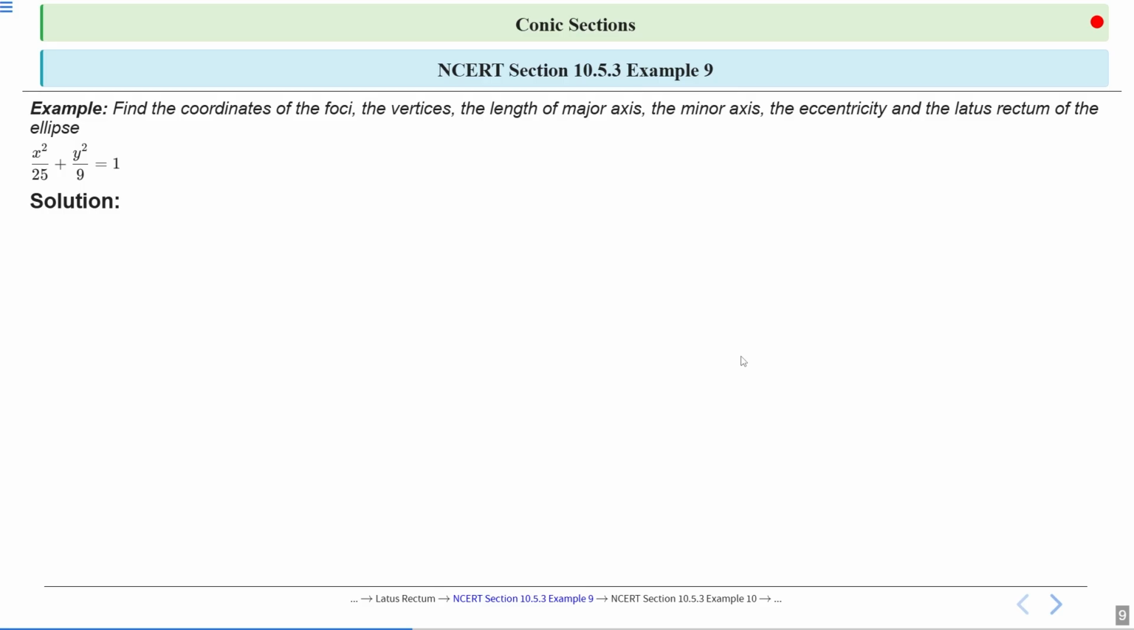So what is given in this example? We are given the equation of ellipse: x square upon 25 plus y square upon 9 equal to 1. And then we have to find the coordinates of the foci, the vertices, the length of major axis, the minor axis, the eccentricity, and the length of latus rectum. So let's solve this example step by step. The equation of the ellipse is x square upon 25 plus y square upon 9 equal to 1. This is our given ellipse.